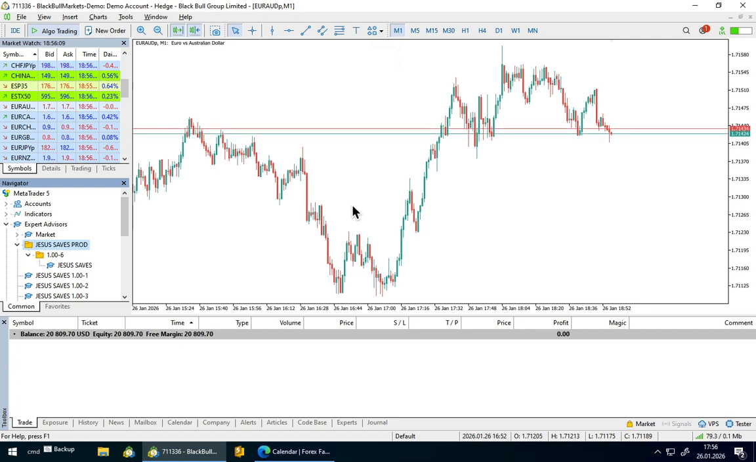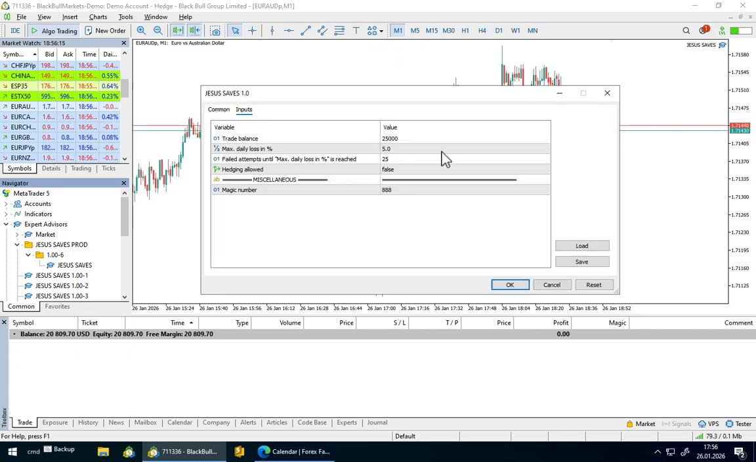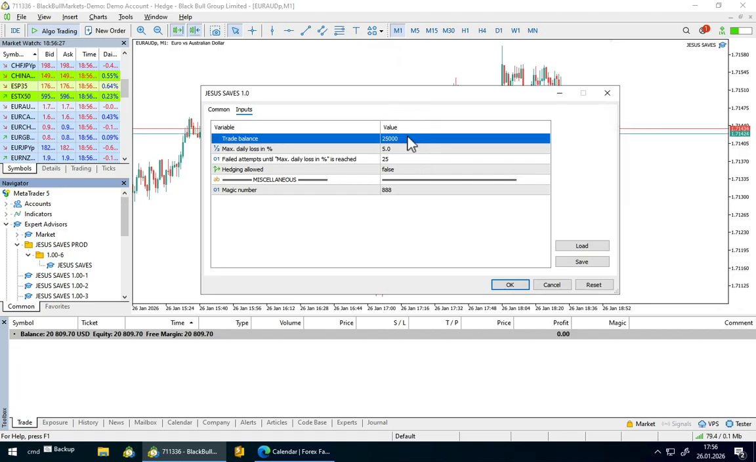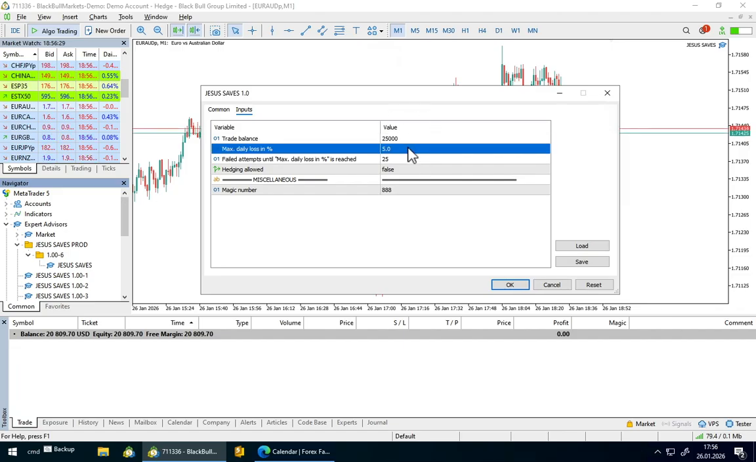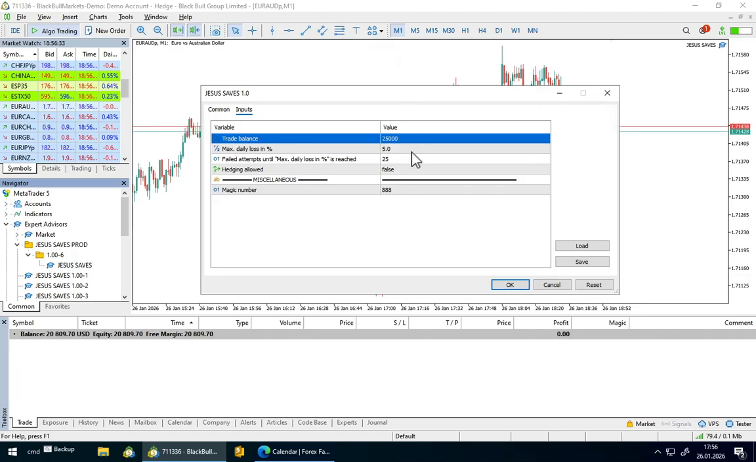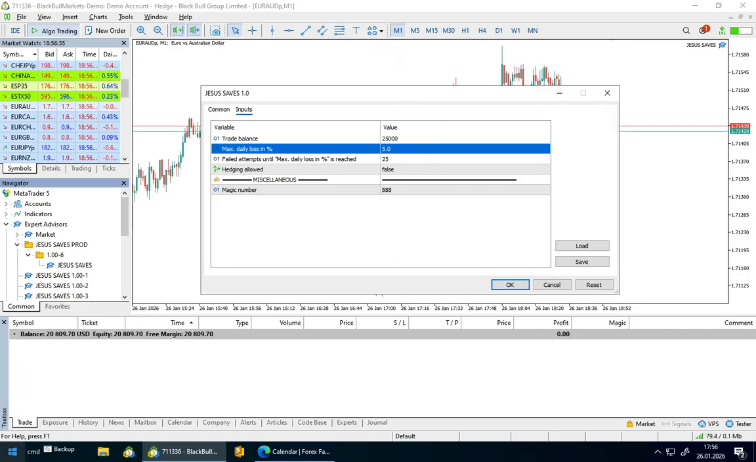Okay, this is a short introduction into how to use the Jesus Saves Expert Advisor. Double click it, attach it to your chart, and these options are all, I think, easy to understand. Your trade balance, your maximum daily loss in percent of 25,000. Let's have a look.